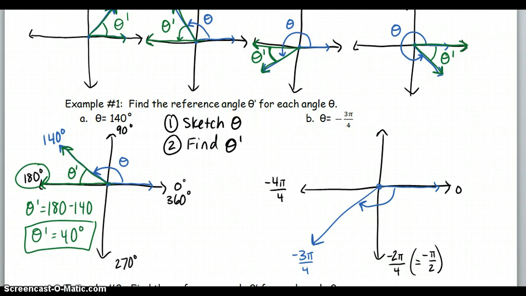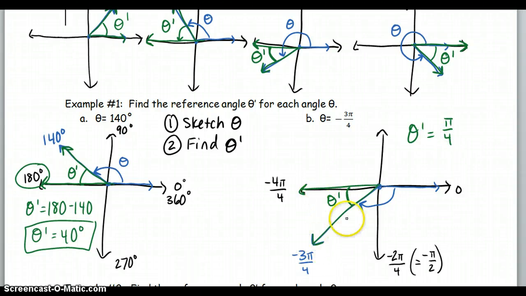So to get our reference angle, take the terminal side and look at where the x-axis is. So this angle right here is going to be theta prime. That means you need to know what the angle is to go from negative 3 pi over 4 to negative 4 pi over 4. And the difference between those two angles is just going to be pi over 4.